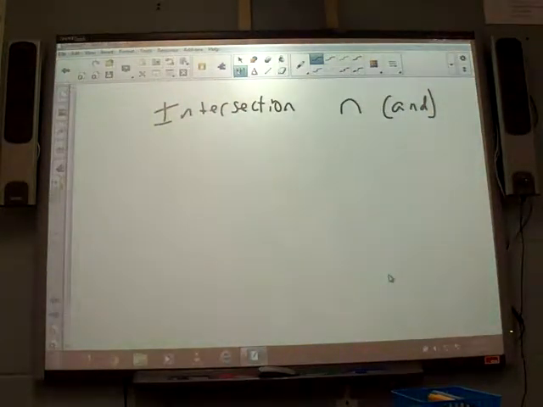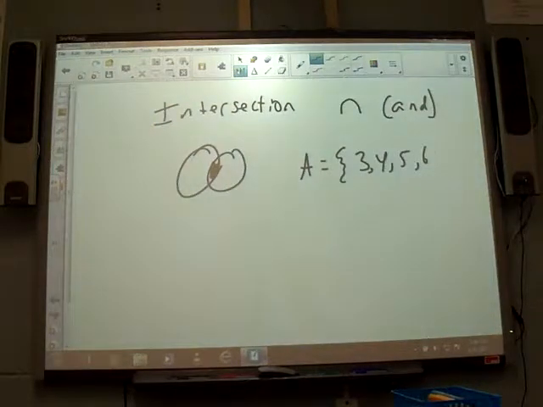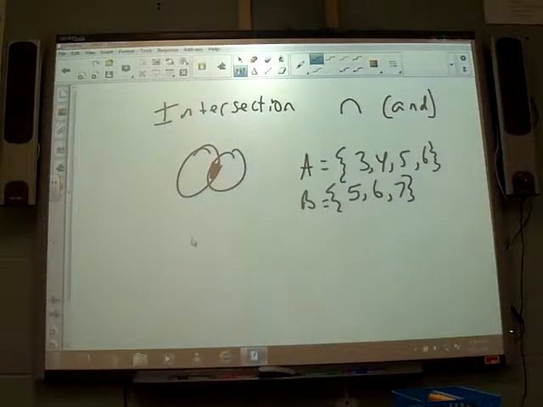Now, if we saw something that was an intersection on a Venn diagram, the part that intersected would be the part where it overlapped, right? It'd be the part that was in both. So if I gave us a set of numbers and said set A contains the numbers 3, 4, 5, and 6, and set B contains the numbers 5, 6, and 7, and I ask you to tell me the intersection of set A and B.